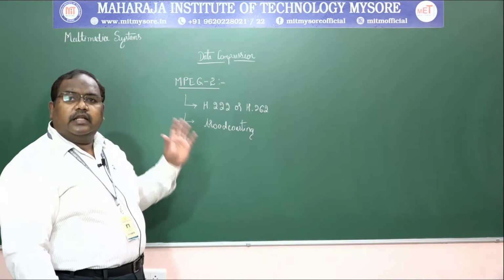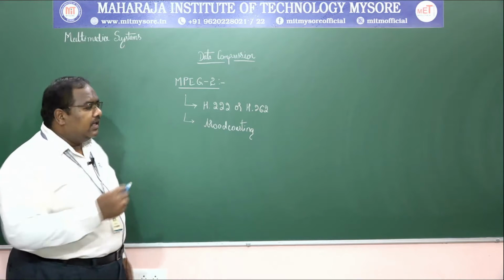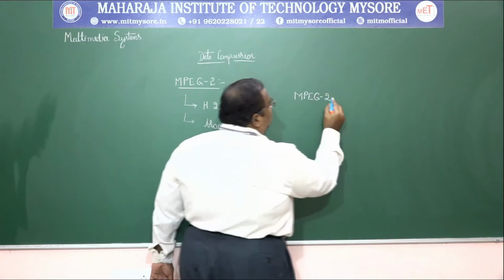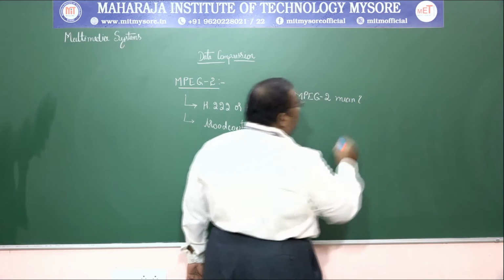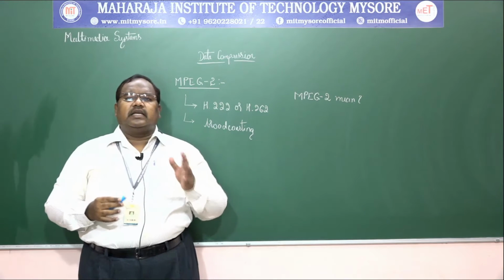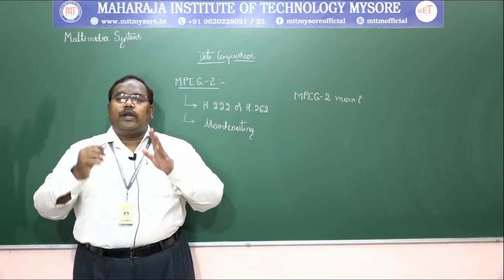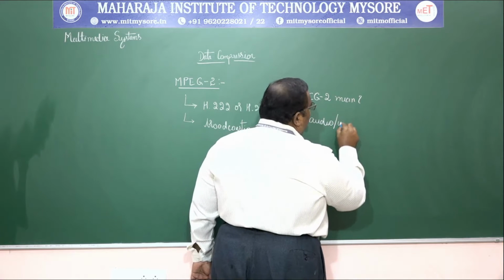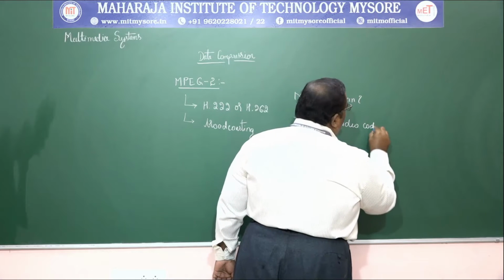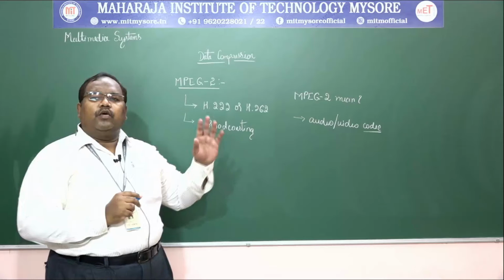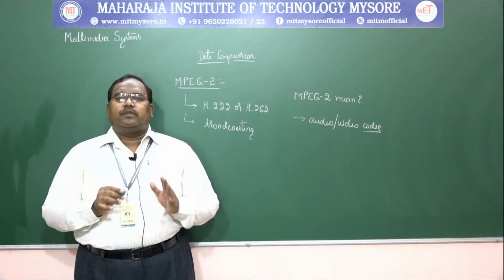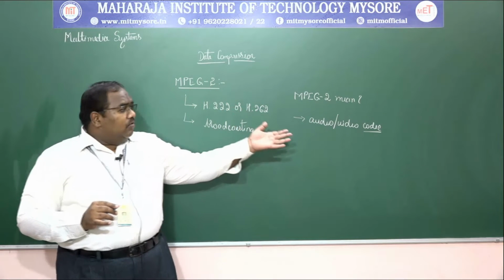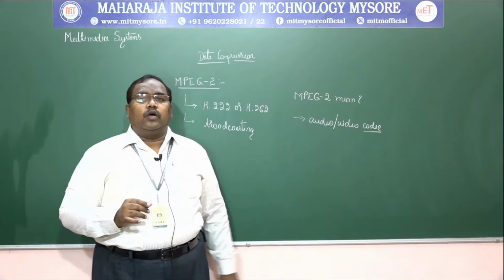So this is about MPEG 2. Then what exactly do we mean by MPEG 2? MPEG 2 is an audio and video codec standard. This is very important. I underline this: audio and video codec standards published by the Moving Picture Experts Group. Now you know that MPEG stands for Moving Picture Experts Group, whereas JPEG stands for Joint Photographic Experts Group. It is a standard defined for audio and video codecs.